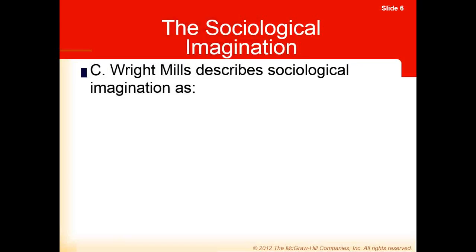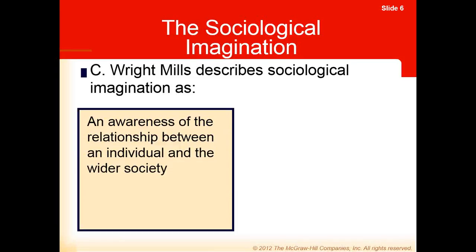I mentioned C. Wright Mills and the sociological imagination: an awareness of the relationship between an individual and the wider society. That's one way we can think about this. But what does that mean? Well, think about how an individual is both responsible for contributing to society, but at the same time also constrained and shaped by society.